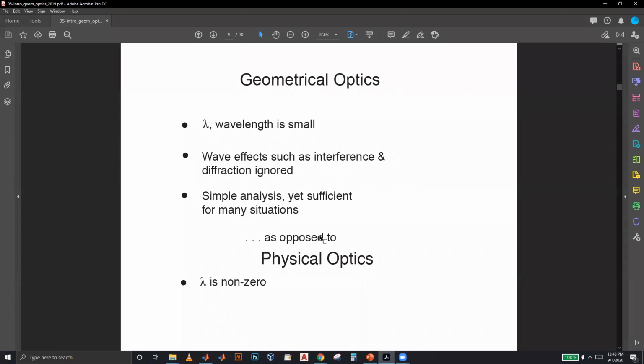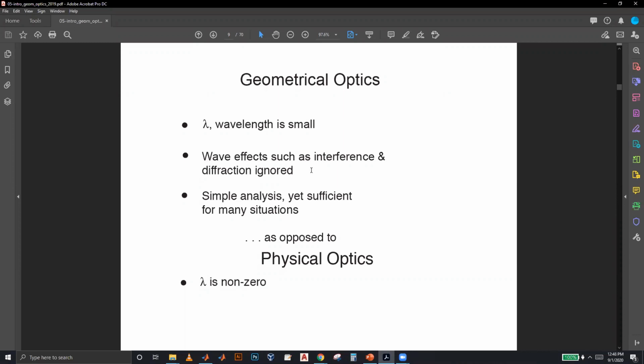Okay, so going forward, the things that we will keep in mind is that in geometrical optics, we are dealing with systems which have dimensions which are much greater than the wavelength of light. So imagine a standard mirror is like 1 or 2 inches in diameter, but the wavelength of light is in the order of nanometers, right? So the difference in scales is huge. Wave effects such as interference and diffraction will be ignored.